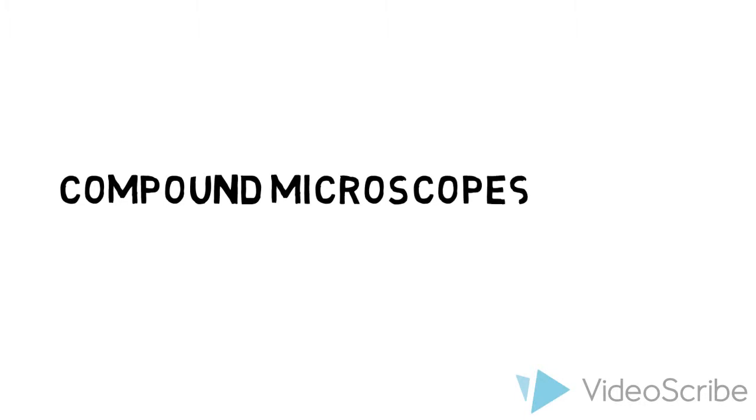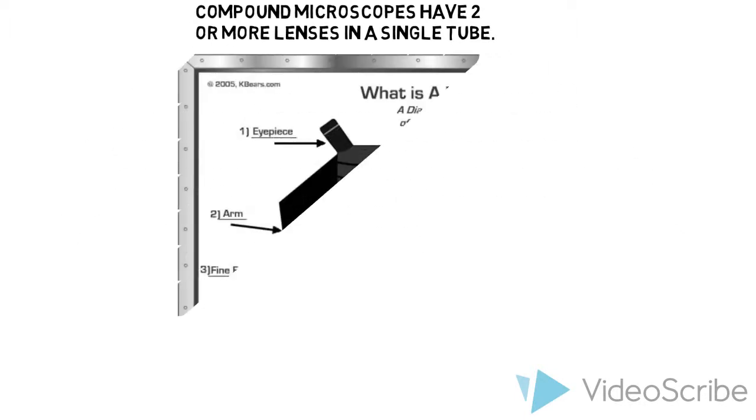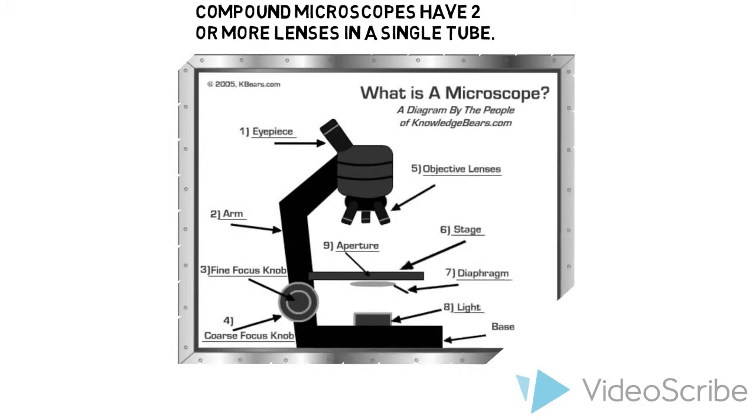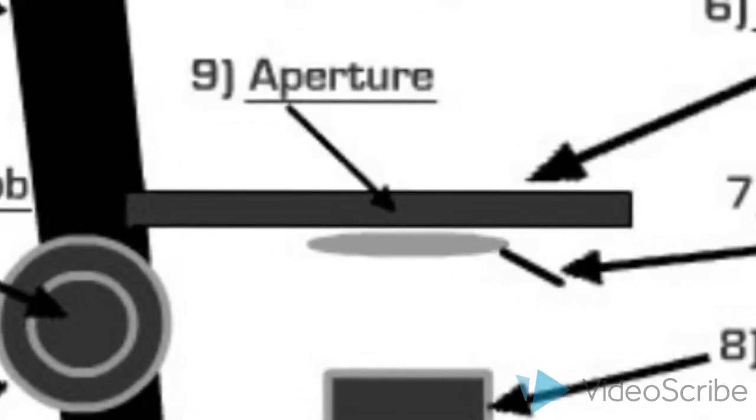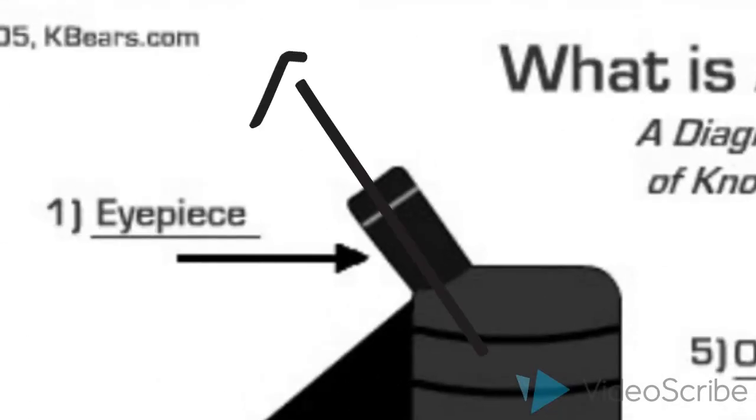Compound microscopes have two or more lenses in a long tube. Separately, each lens has a relatively small magnification, but combined, they produce a greatly magnified image. The first lens is called the objective lens, and the second lens is called the eyepiece.